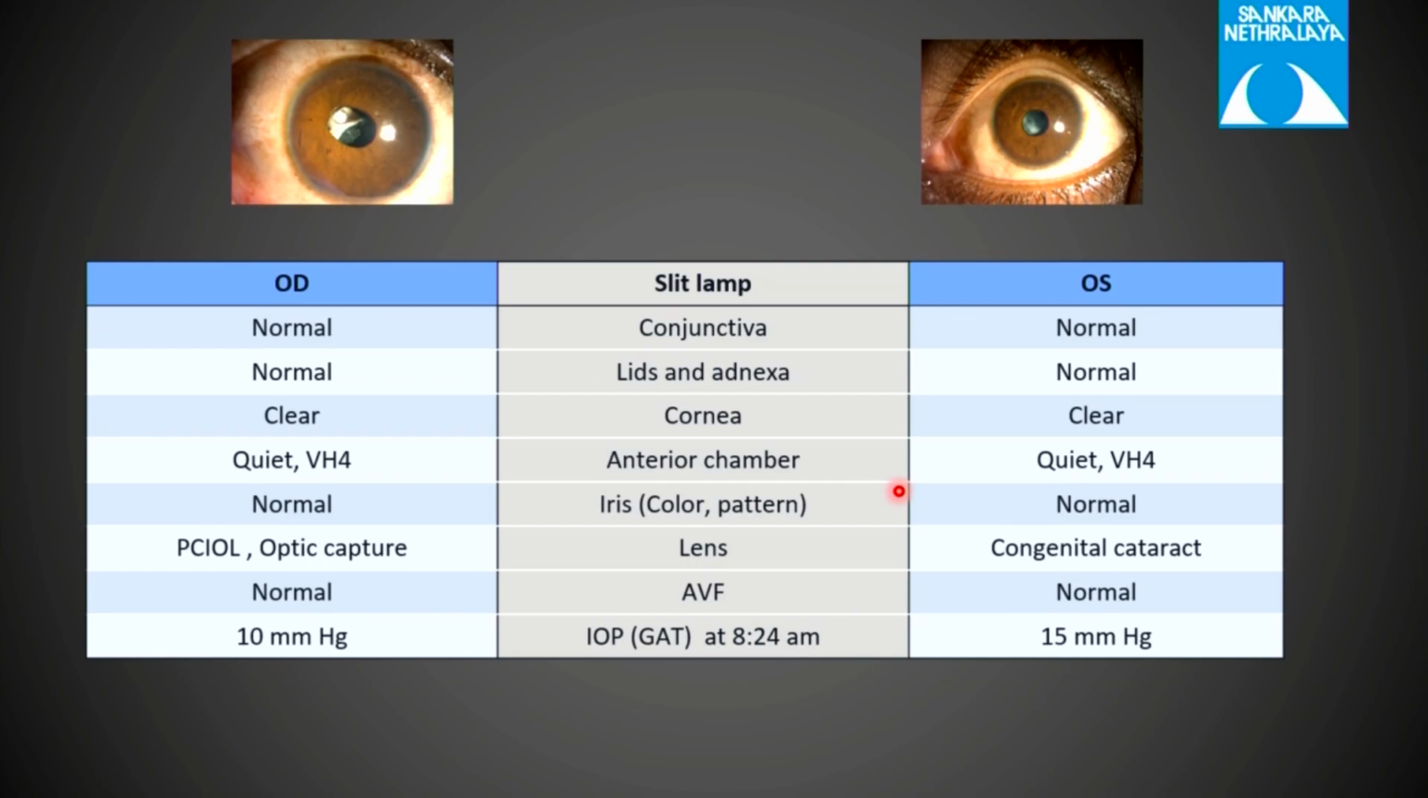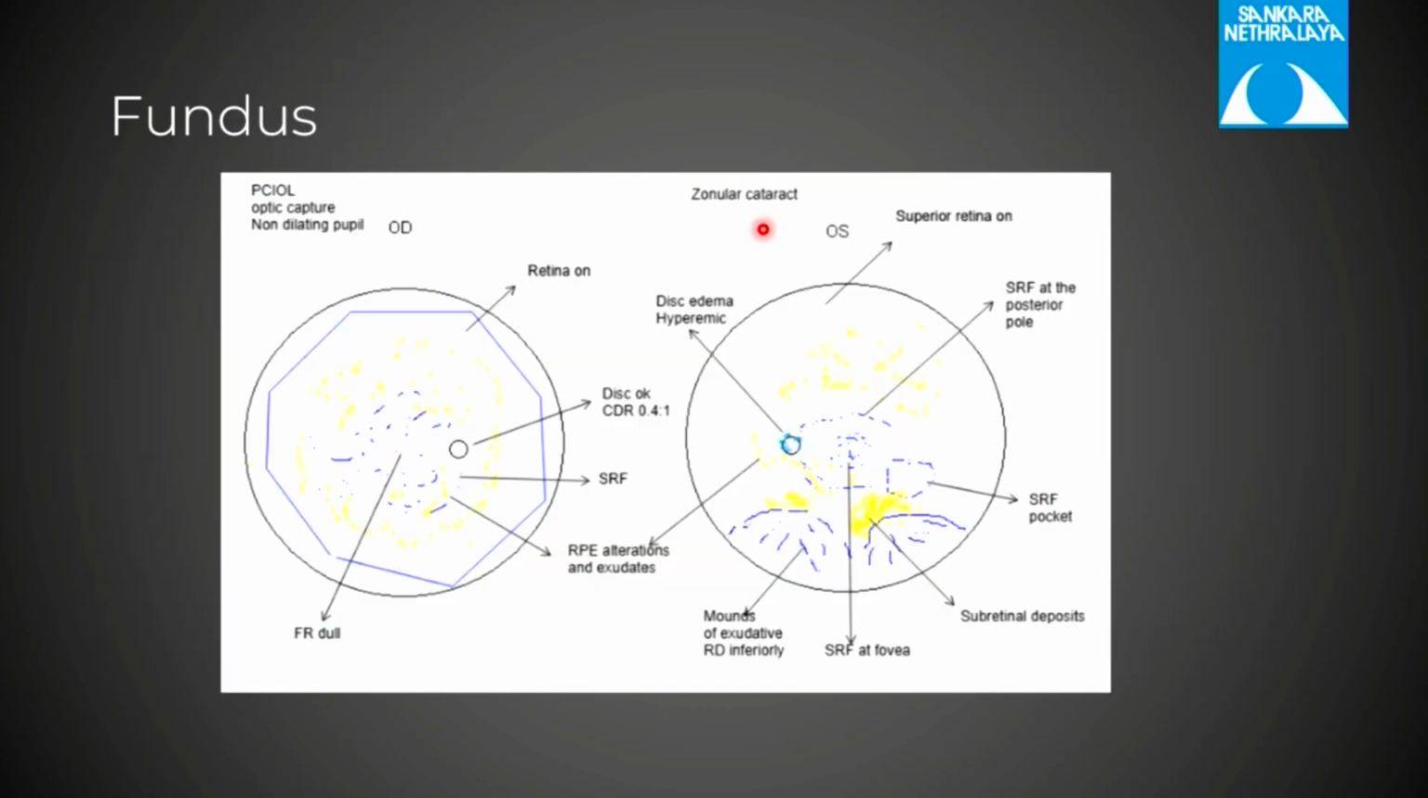This is the slit lamp image showing the anterior segment of the right eye. It was normal, and here you can see the PCIOL, right eye operated, with the optic capture seen superiorly. The left eye anterior segment was normal with a zonal congenital cataract seen in the left eye. The anterior vitreous phase on slit lamp examination was found to be normal, no cells noted. Intraocular pressure is 10 mmHg in the right eye and 15 mmHg in the left eye.